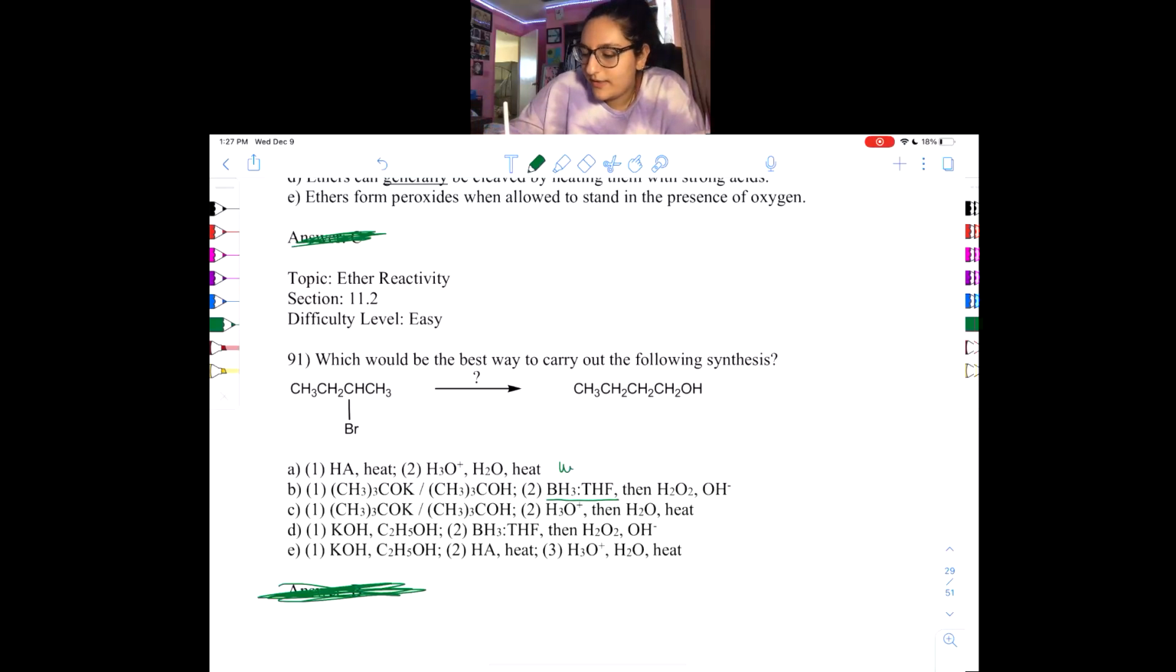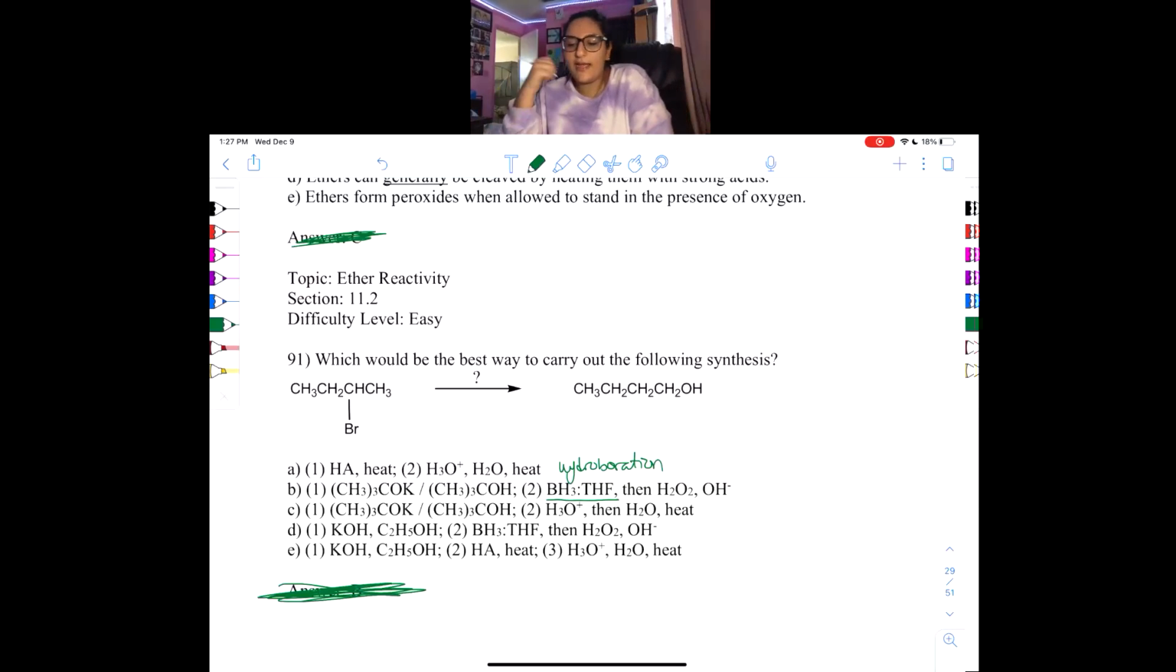Yes, so hydroboration. Hydroboration in Orgo 1 when we learned about it... We need a double bond to do hydroboration, right? So in this first step, we are essentially going to perform an elimination. We're going to kick this off, form an elimination, and then we're going to do a hydroboration.